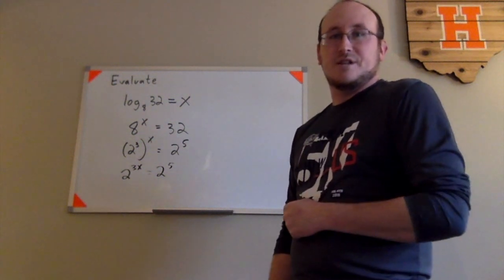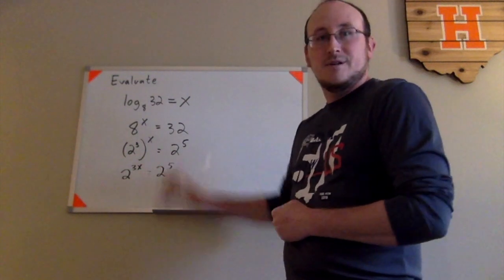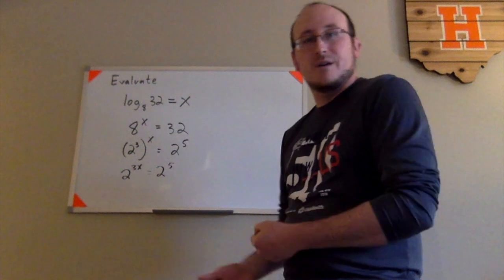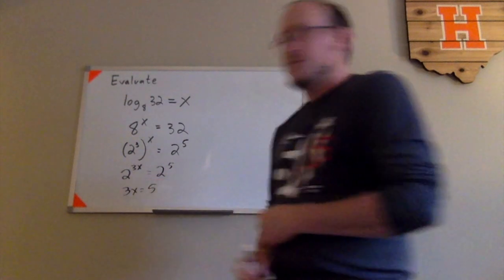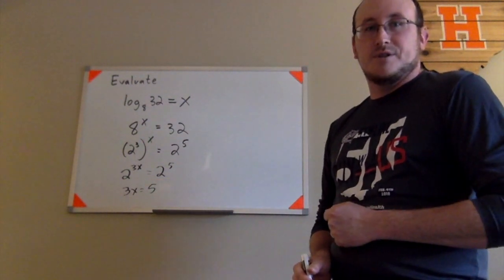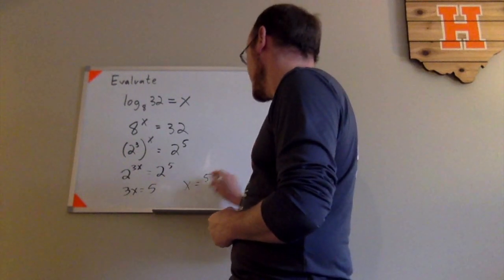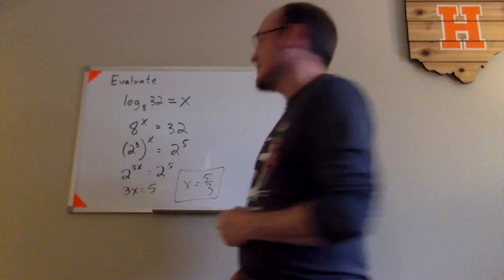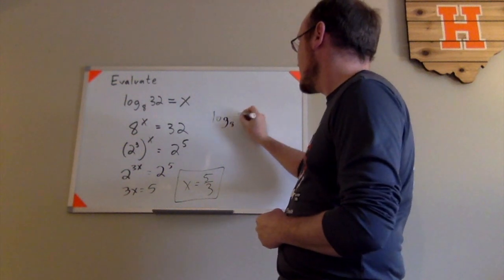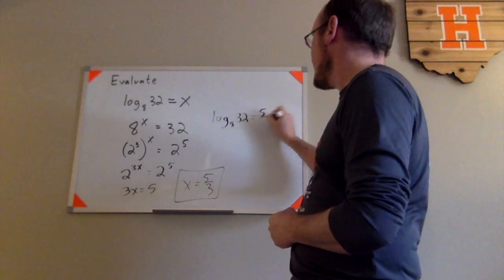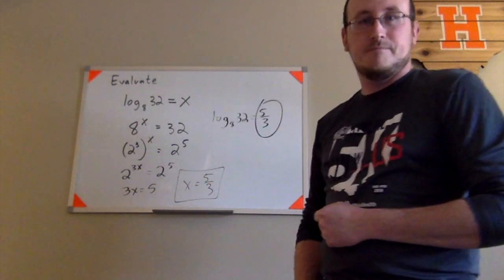Now, let a little bit of logic take over for a second here. If 2 to this power is going to equal 2 to this power, the only way that can happen is if those powers are equal. So at this point, I can just ignore the bases altogether and just set the powers equal. And then I can solve that equation with one step. I can divide both sides by 3, and get that x equals 5/3. So going all the way back to the beginning then, we know log base 8 of 32 equals 5/3. We have evaluated the logarithm.